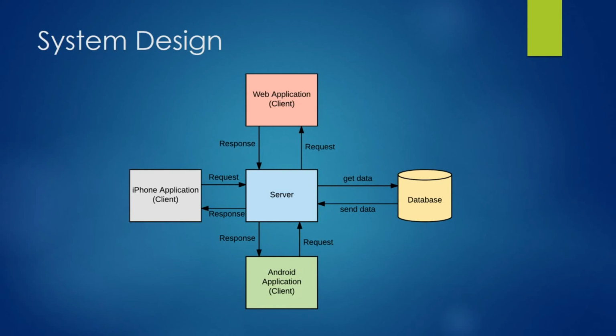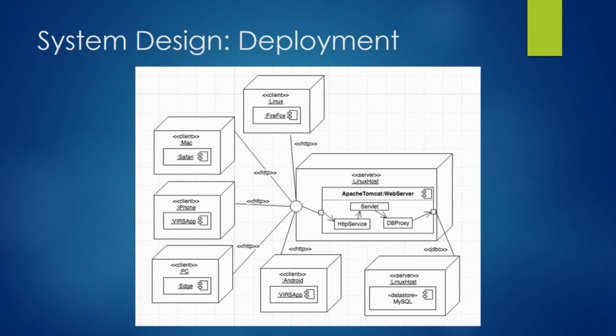So for the system design, since we're building upon last semester's project, our system design didn't really change from the last team's iteration. They used the model view controller of how the system would look, which includes the server, which communicates with our database and communicates with our three different clients, web, iPhone, and Android via request and response. And here's a view of our deployment diagram.